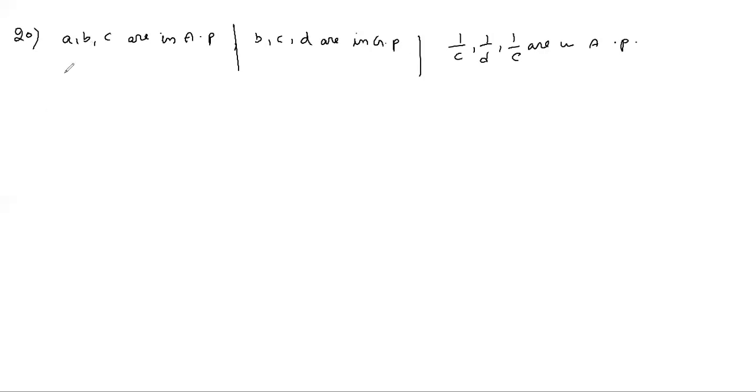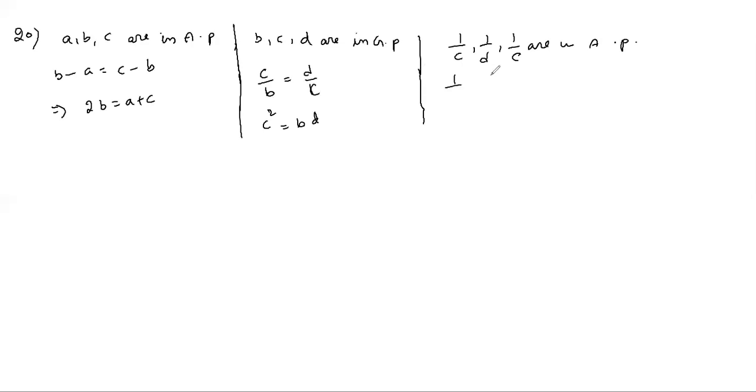A, B, C are in AP means differences are equal. B minus A equals C minus B. So this implies 2B equals A plus C. Next, B, C, D are in GP means C by B equals D by C. So C square equals BD. 1 by D minus 1 by C, differences are equal, 1 by E minus 1 by D. So this implies 2 by D equals 1 by C plus 1 by E.